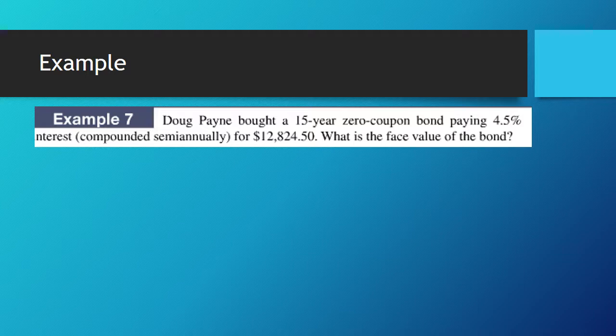In this example, we have Doug, who bought a 15-year zero coupon bond. The interest was 4.5%, and he paid $12,824.50. What is the face value of the bond? Give this problem a try, pause the recording to do that, and then resume the recording to check your answer.